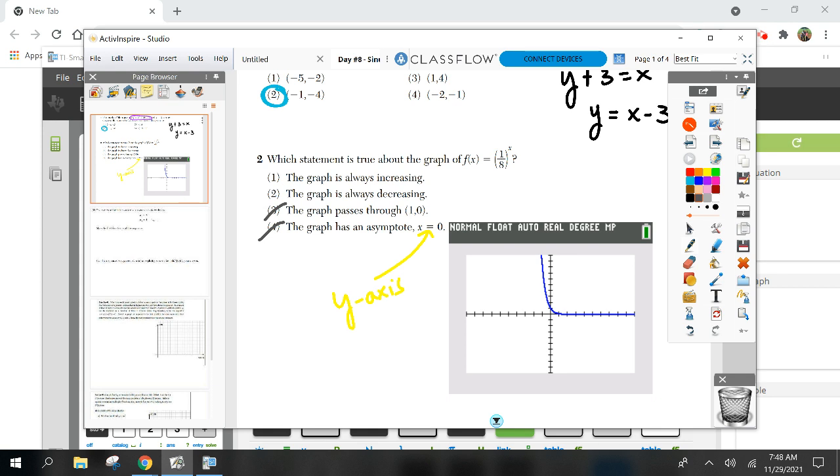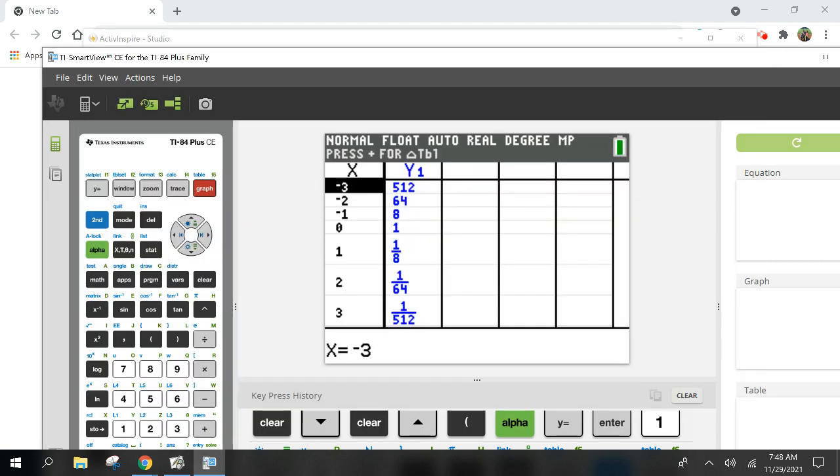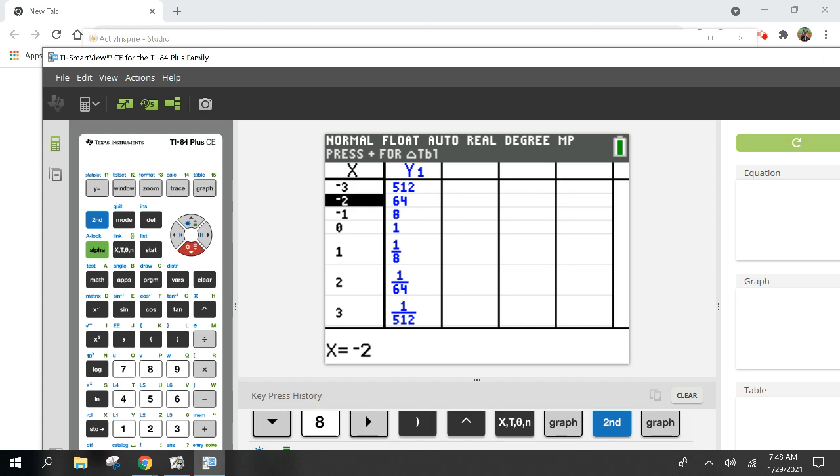Remember the always decreasing? A lot of you guys were like, that's not true. Go back to your table. Guys, go back to your table. What do you notice about your y values? Keep going down your table.